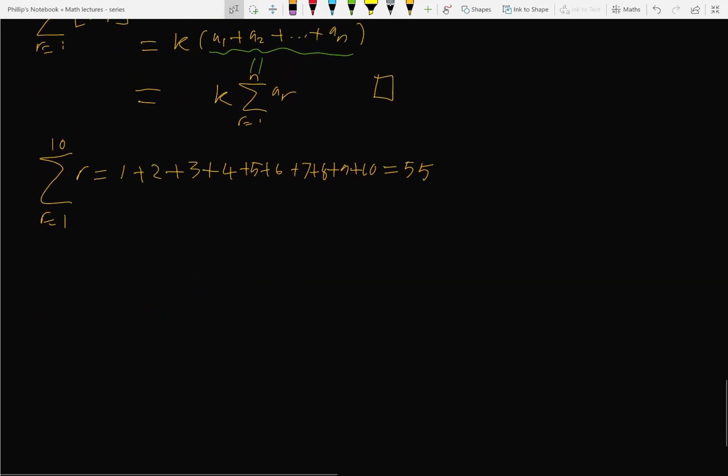Now there's an easy way of doing this, and that is by taking the number of terms, which is 10, dividing it by 2, and then timesing by the first term plus the last term, so timesing by 11. That will come to 55 as well. So that's an easier way of doing it, and we're going to show that in the next video.